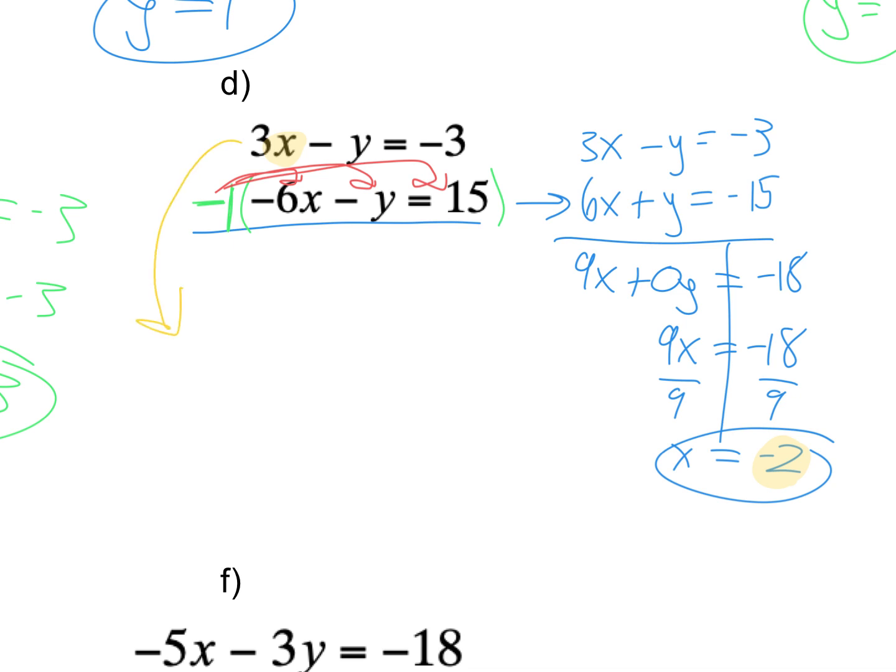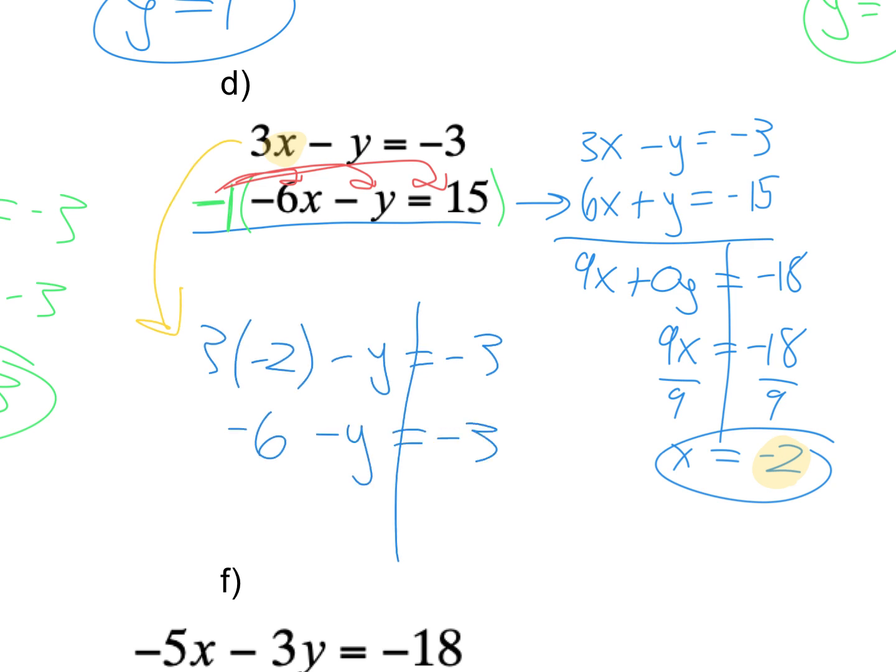Bring this down. So now I will have 3 times -2 minus y equals -3. 3 times -2 is -6. Let's get the variable by itself, so I will add 6 to both sides. So now we have -y equals 3. It looks like we're done.